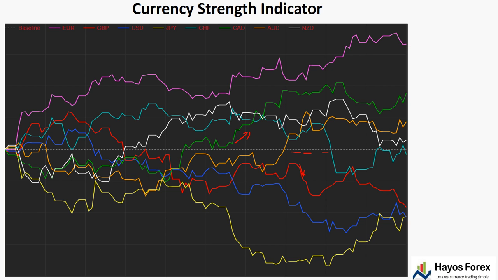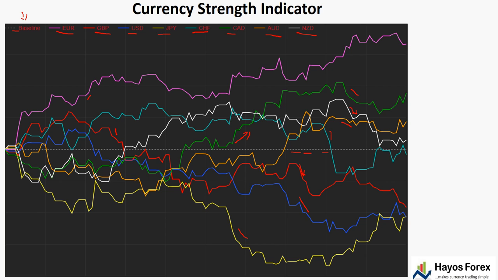Each color code, this is the legend on top: the baseline is the dotted line, and euro is the color pink. British pound is the red, and we have the USD, Japanese yen, Swiss franc, Canadian dollar here, and Australian dollar, the brown, and the white is the New Zealand dollar. So it depends on how they are moving.